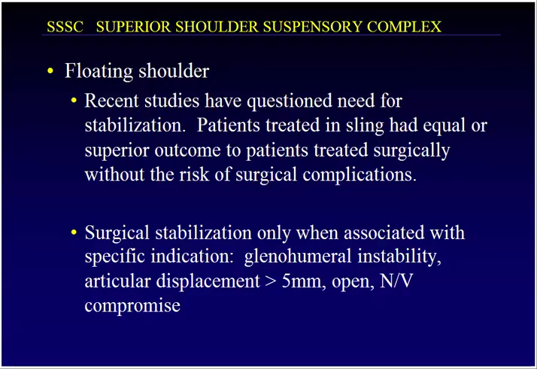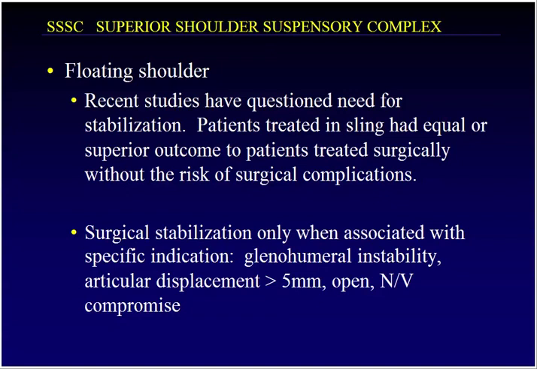However, for the floating shoulder, you should also be aware that recent studies have really questioned our thinking on this, and we're reevaluating whether any part of the floating shoulder injury needs to be surgically stabilized. Some prospective studies have demonstrated that patients treated in a sling had equal to superior clinical outcomes to patients treated surgically, and obviously without the risk of surgical complications. So for the patient that I just presented to you, probably the board answer at this point for a floating shoulder with a mid-shaft clavicle fracture and an associated scapular body or glenoid injury would be non-operative treatment.